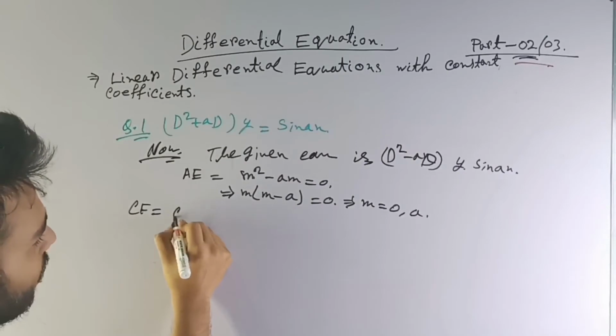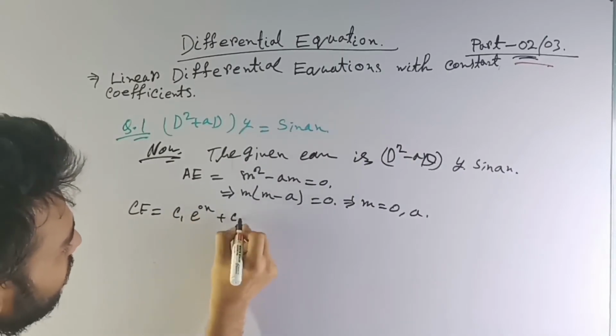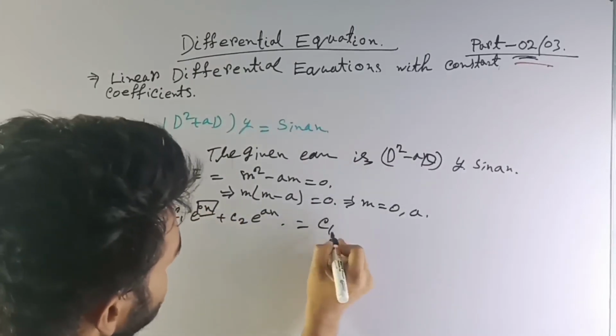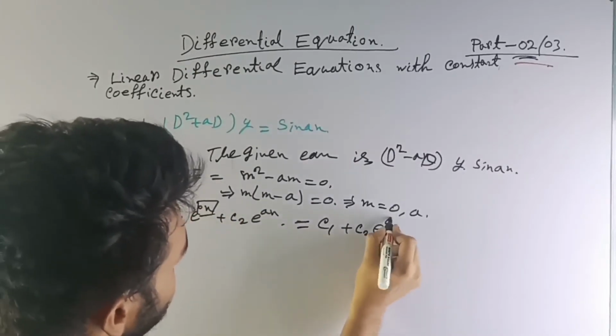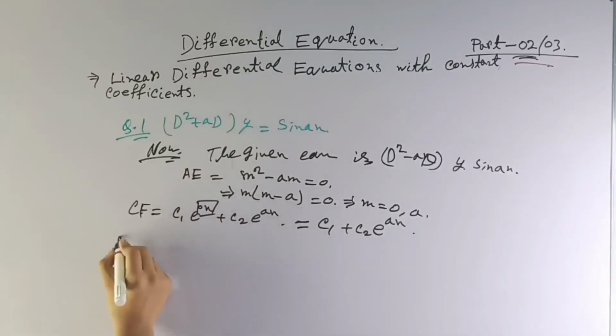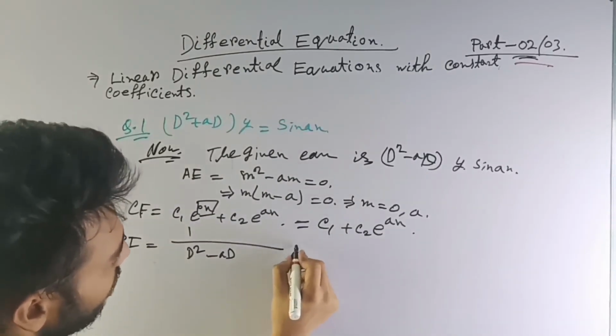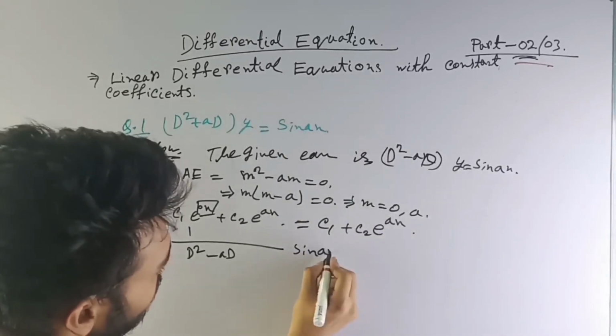Now the complementary function is C1 e^(0x) + C2 e^x, that means C1 + C2 e^x. The particular integral is 1 by (D² − D) of sin ax.